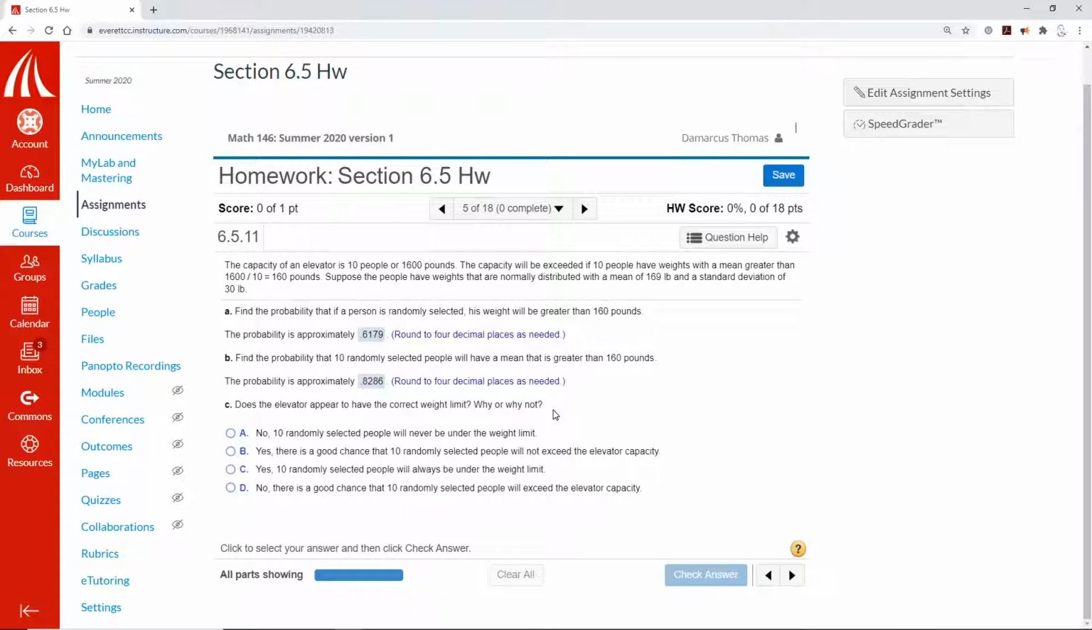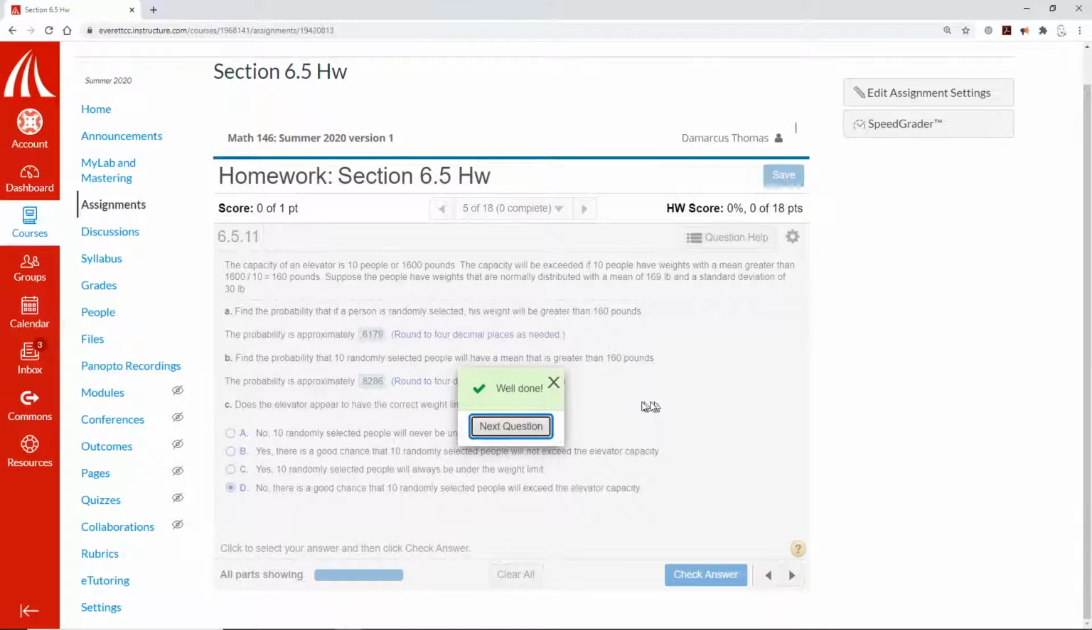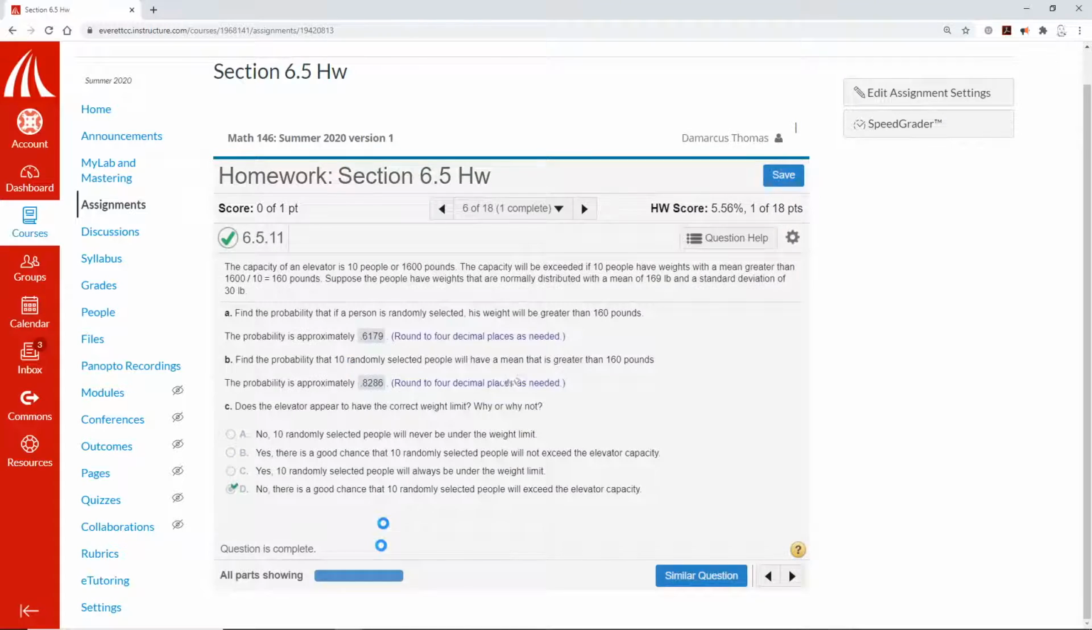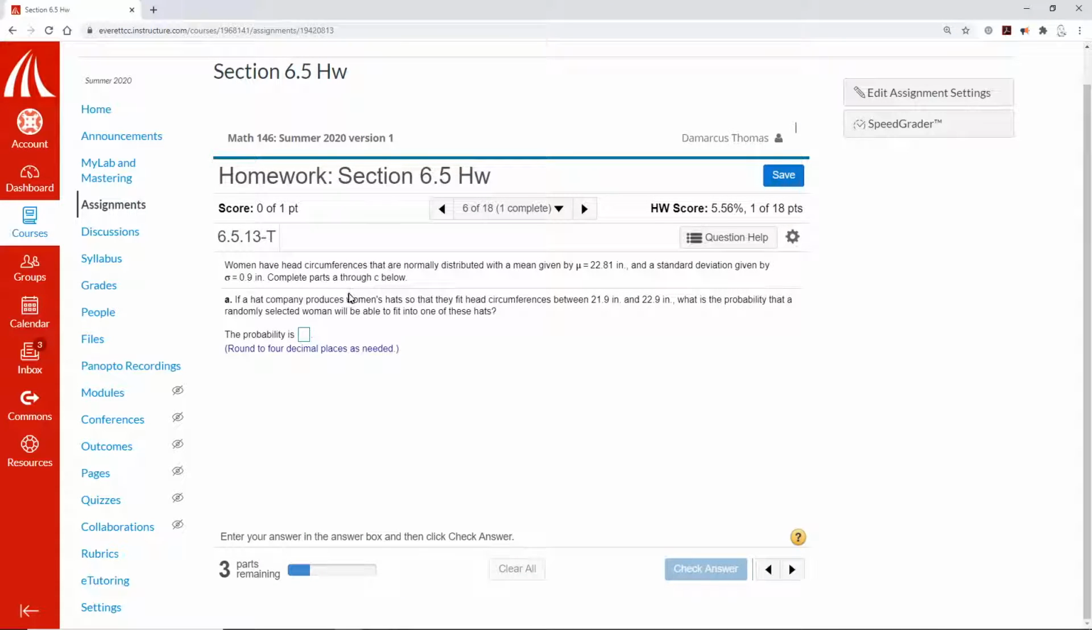I don't think it does. And here it is: because there is a good chance that 10 randomly selected people will exceed the elevator capacity. There's an 82% chance, that's more than 50%, and that's better than betting odds. Let's see if this matches the correct answer. It does. And I don't think there are any more parts to this.